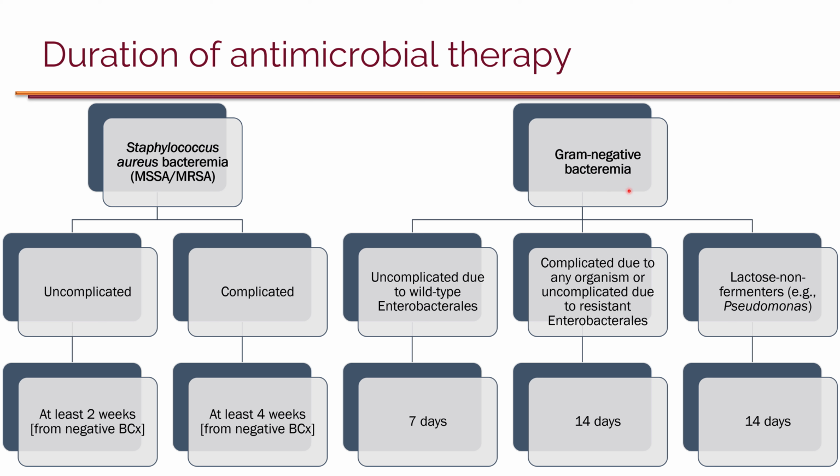For gram-negative organisms, if it's due to wild type Enterobacterales, wild type meaning it's not developing resistance to antibiotics, 7 days in uncomplicated bacteremia. Otherwise, if the patient has complicated bacteremia or if it has resistant Enterobacterales, you do 14 days. And then for lactose non-fermenters, whether it's complicated or uncomplicated, we want to do 14 days.